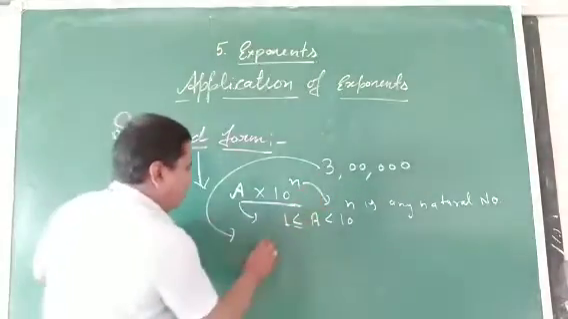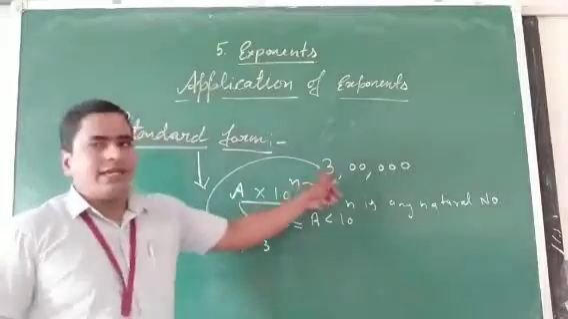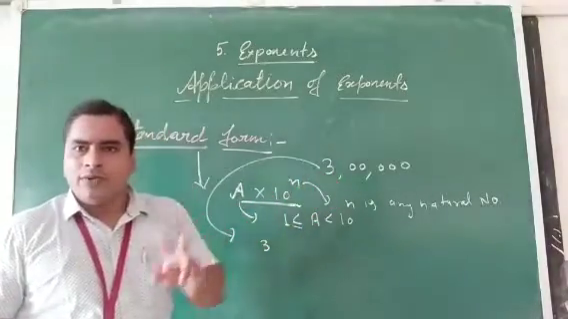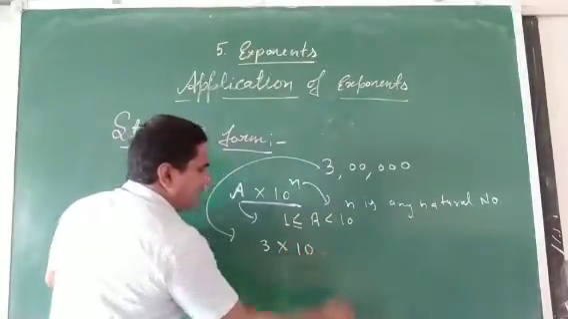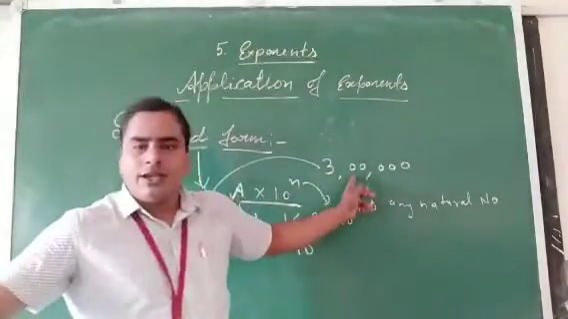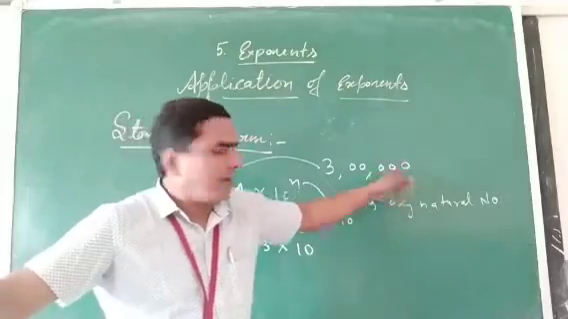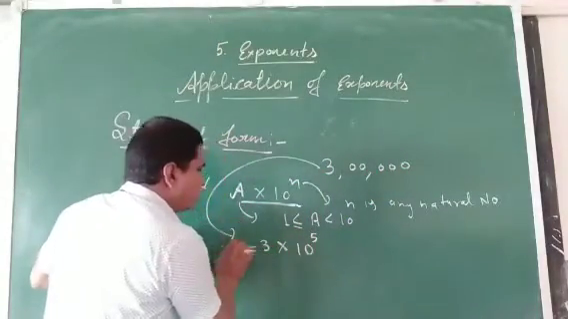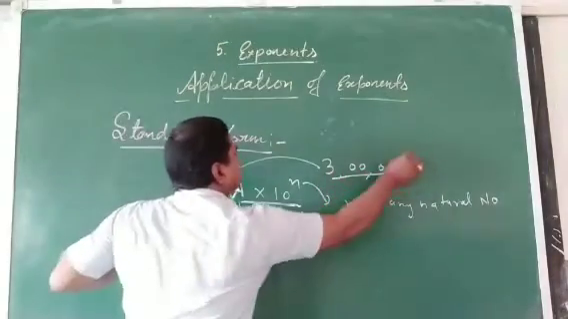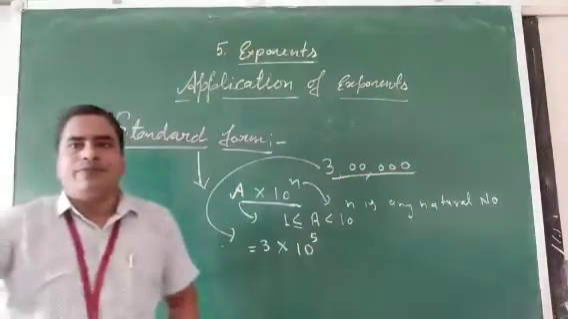So you can write this 3, which is between 1 to 10, now into power of 10. How many zeros are left here? 1 2 3 4 5 zeros. So 3 into 10 to the power 5. So this is the standard form of this number. Okay.